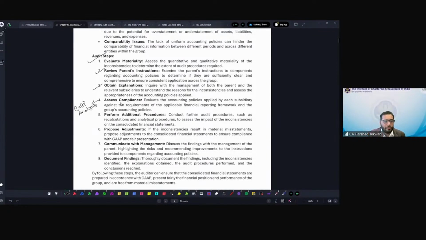Okay, then you need to perform additional procedures to understand if there are any further calculations or further evidence you need to test those adjustments. If there are inconsistencies, then you need to suggest they rectify them. If there are not, then obviously we will proceed with the rest of the audit procedures. You need to communicate to the management. Communication is always there. You need to document those things. Okay, so these are some audit steps that you need to perform.